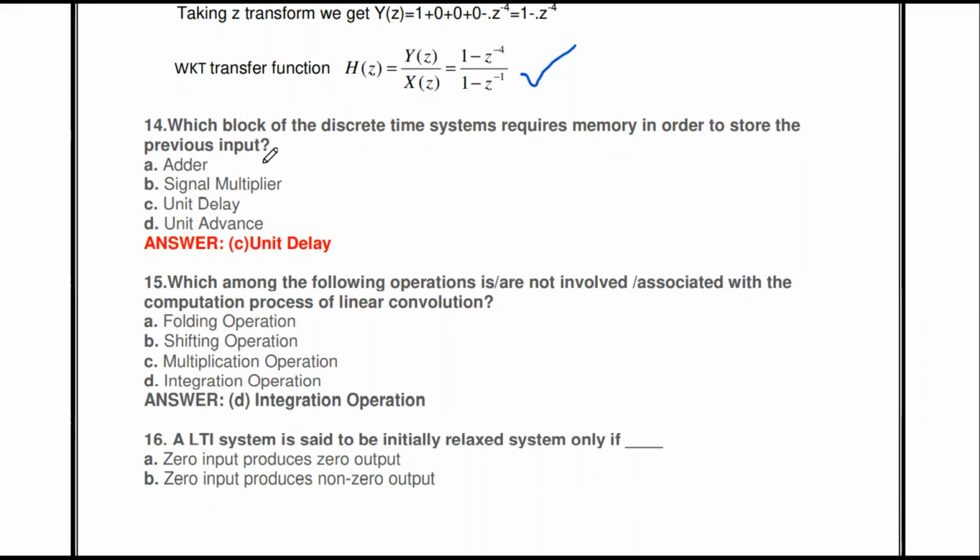Okay, so in order to store the previous input, you already know what blocks we use in a discrete time system: adder, signal multiplier, unit delay, and unit advance. The adder is used to add two inputs. The signal multiplier is used to multiply the input with some constant. The delay element, the inverse block, is used to store the previous input. So unit delay is the answer.